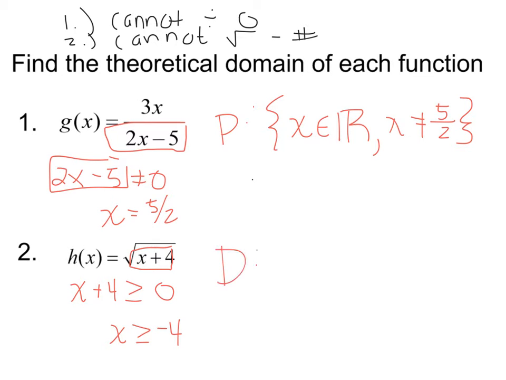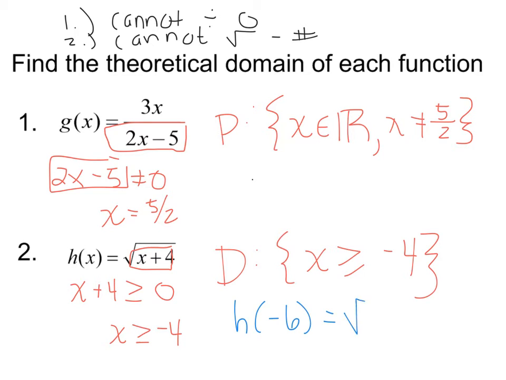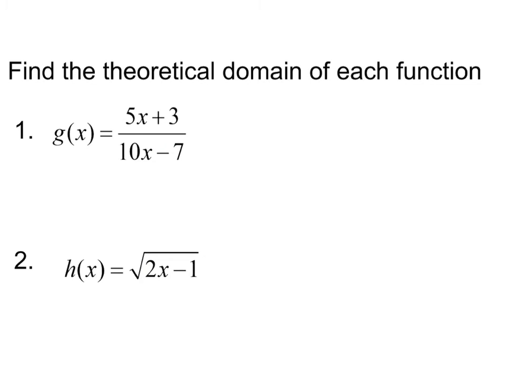So my domain is x values that are greater than or equal to negative 4, which makes sense because if for some reason I evaluated h of negative 6, I would get the square root of negative 6 plus 4, which is the square root of negative 2, which cannot happen. So in order for this function to be valid, x can only be numbers greater than or equal to negative 4. Please pause the video and on a separate sheet of paper, find the theoretical domain of each of the following functions.